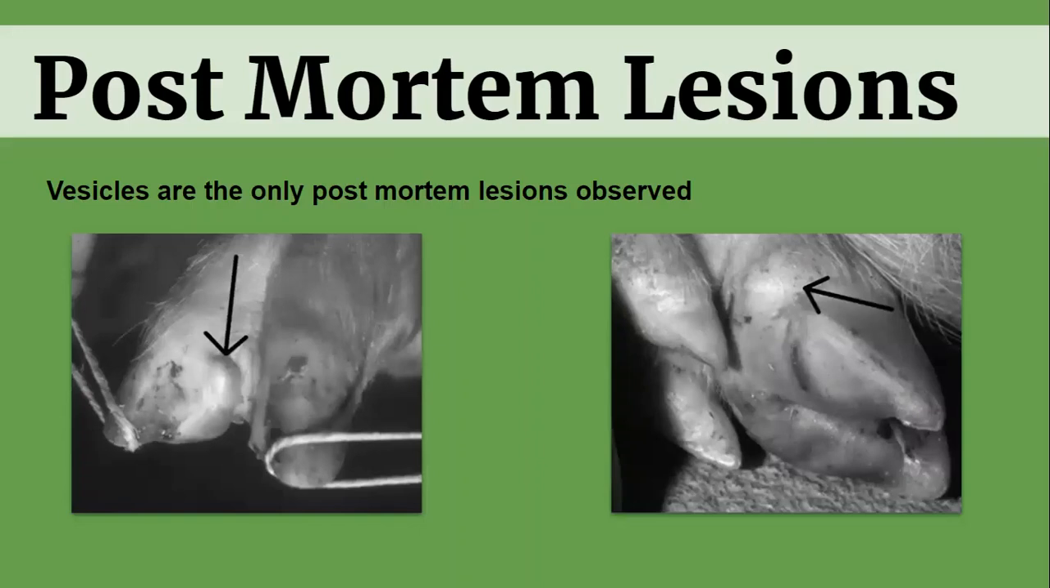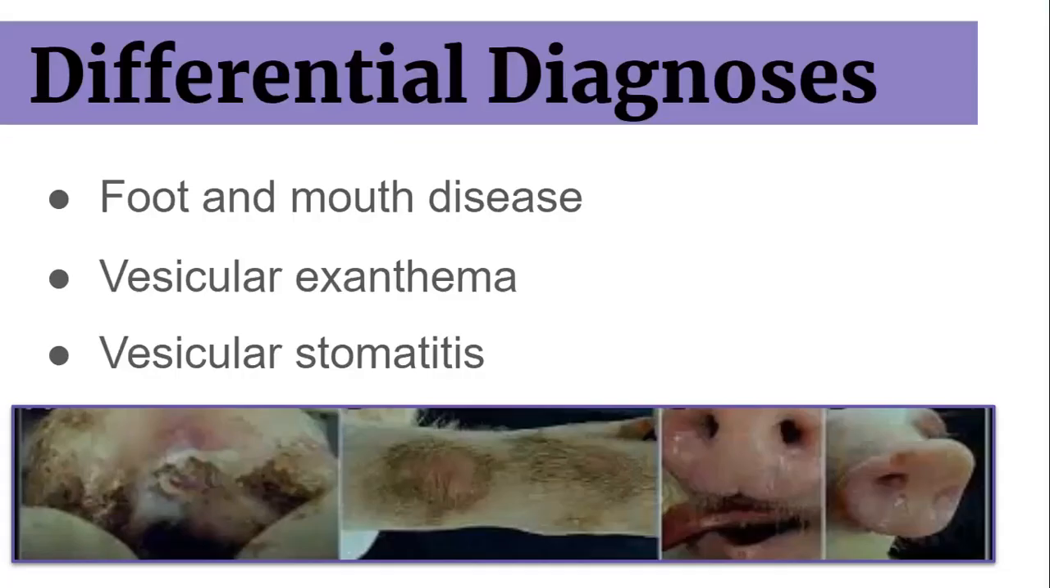In terms of postmortem lesions, vesicles are the only postmortem lesions that will be seen, as shown by the arrows on the photos. These are the different differential diagnoses for SVDV, and as you can see from the images, the lesions are quite similar.